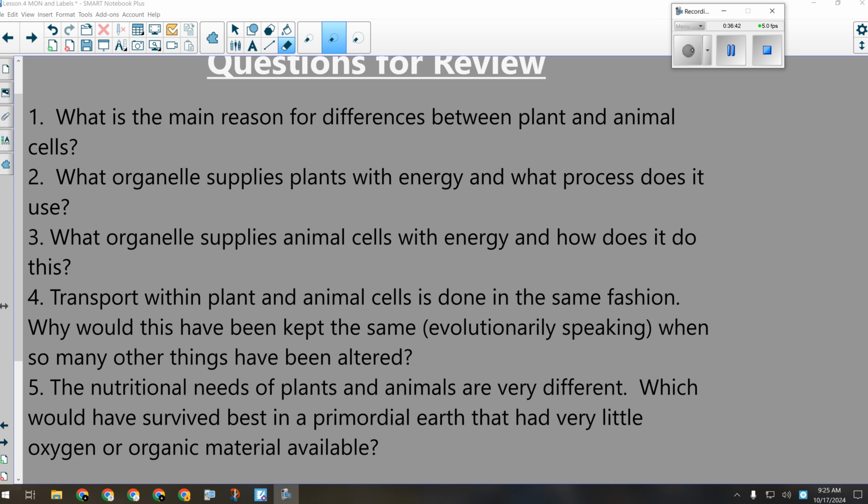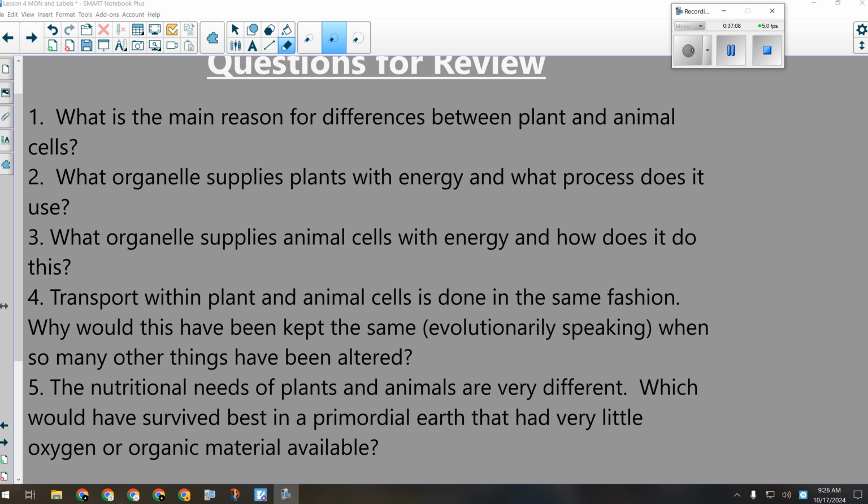Would it just be because that structure or that transportation system, both animals and plants can use it effectively? Right. If it ain't broke, don't fix it. Okay, that's how evolution and natural selection works. Okay, if it works, it will be selected for. If it doesn't work, it'll be selected against.